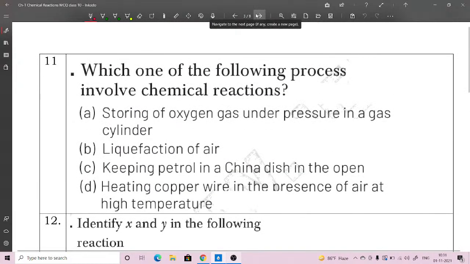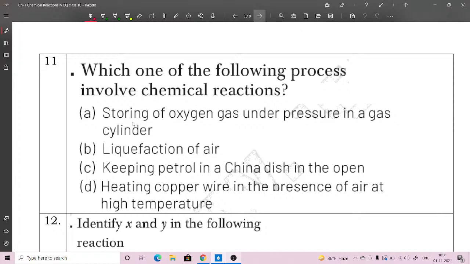Question number 11. Which one of the following processes involves a chemical reaction? Now here some examples are given. You are going to identify which is a chemical reaction. Storing of oxygen gas under pressure in a gas cylinder, liquefaction of air, keeping petrol in a dish in open space, or heating copper wire in presence of air at high temperature. The first three are examples of a physical change, whereas option D is a chemical reaction. So the answer is D.